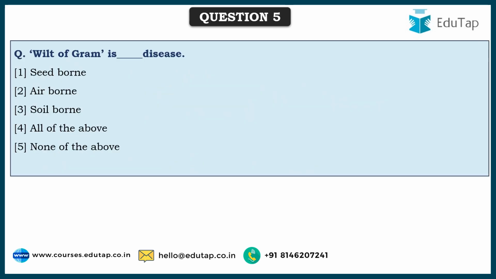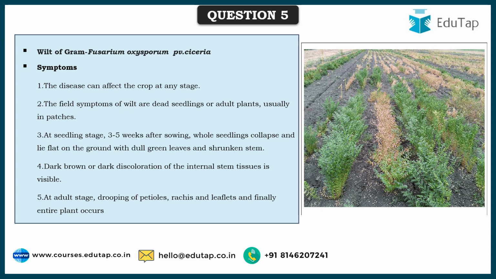So friends, next comes wilt of gram. It is a soil borne disease and it is caused by Fusarium oxysporum pathovar ciceris, and symptoms include that it can affect any stage of crop, and as you can see the wilting symptoms very peculiarly can be seen from the other, these are the healthy plants. And the field symptoms of wilt are dead seedlings or adult plants, usually in patches, as you can see here.